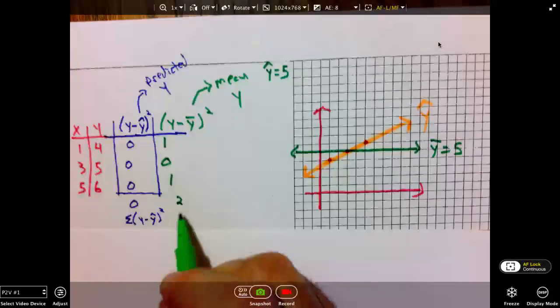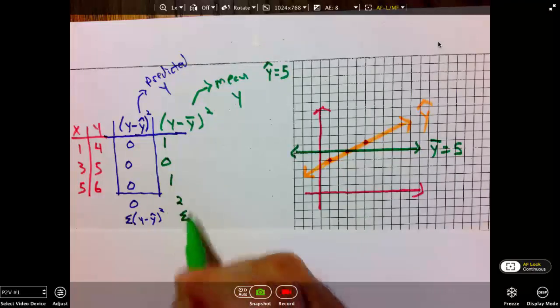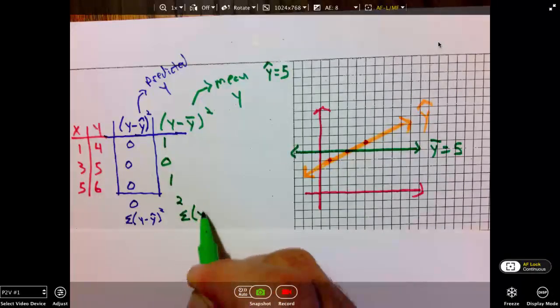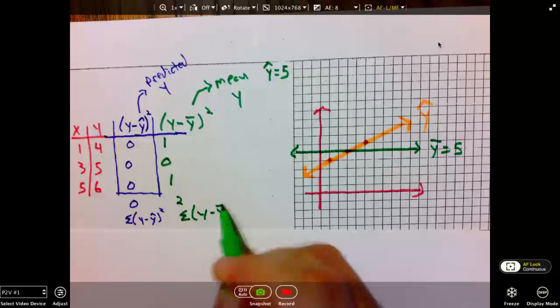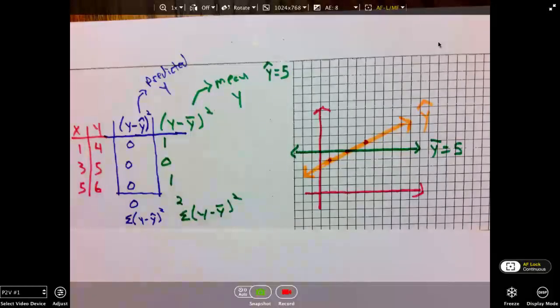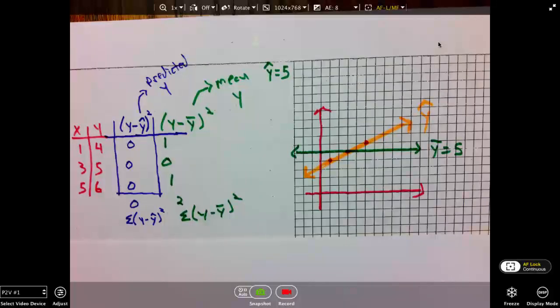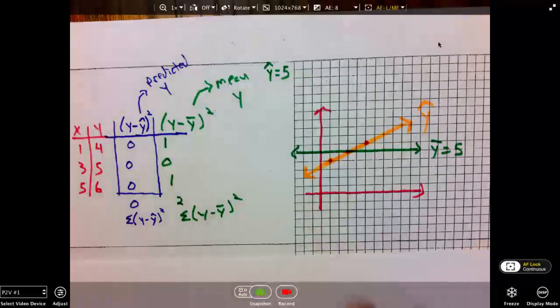So in this case, this is the sum of the squared residuals, the sum of the total squares about the mean. Y minus y bar quantity squared. That's 2. Okay. Now with these two values, we are ready to find r squared.